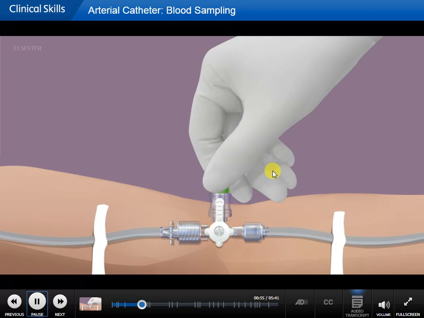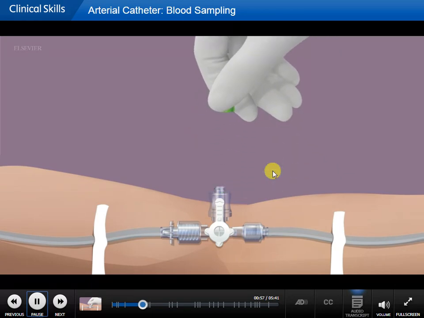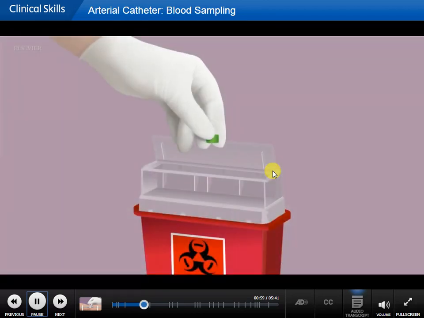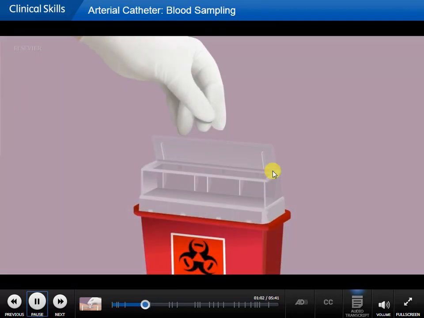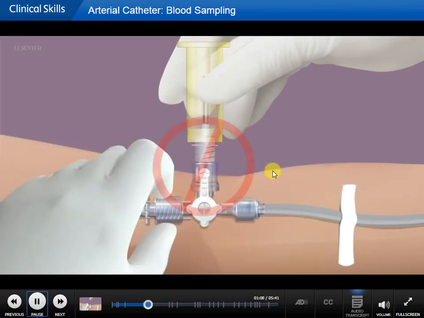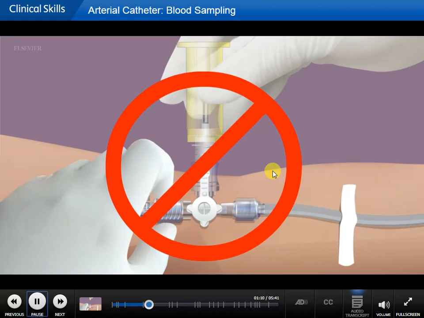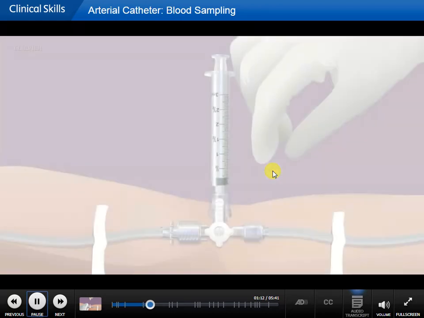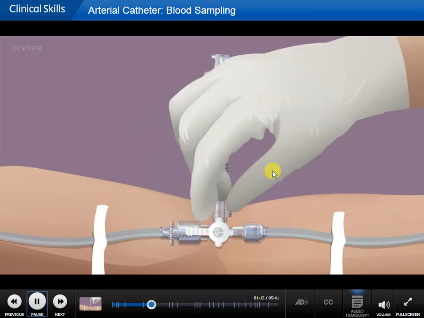If using a disinfecting port protector or cap, remove the protector or cap from the needleless connector. Discard the protector or cap in the appropriate receptacle. Attach a sterile needleless sampling device. Do not force connections and avoid workarounds per the organization's practice. Turn the stopcock off to the flush solution.